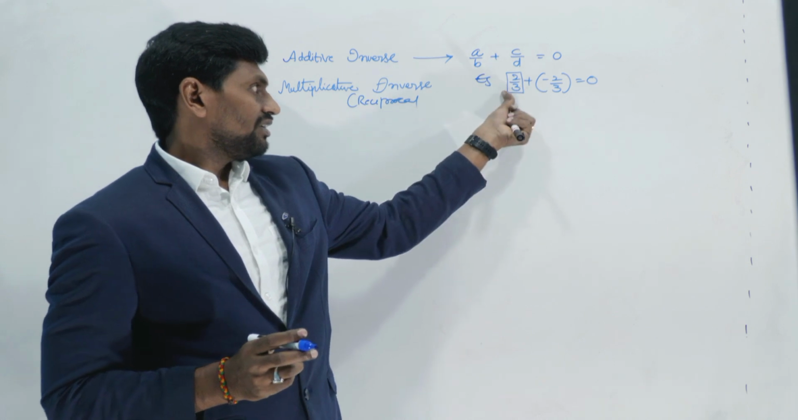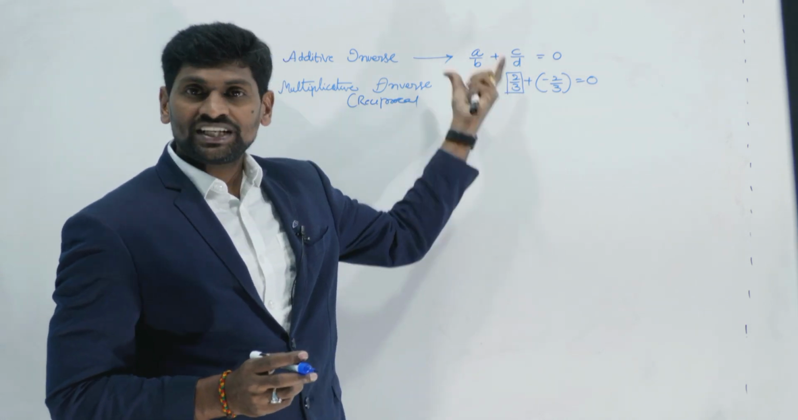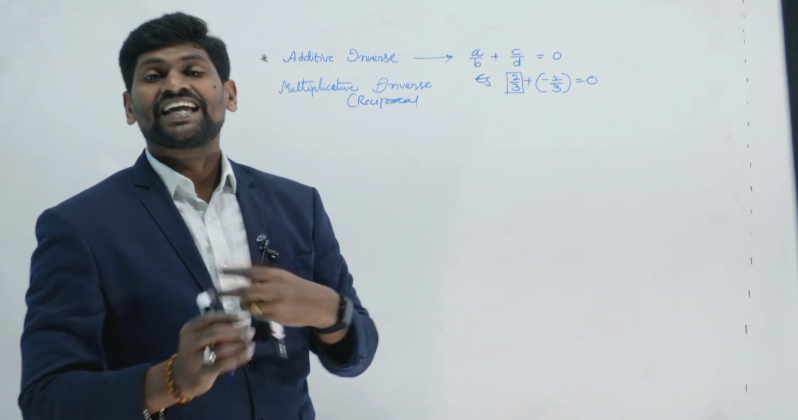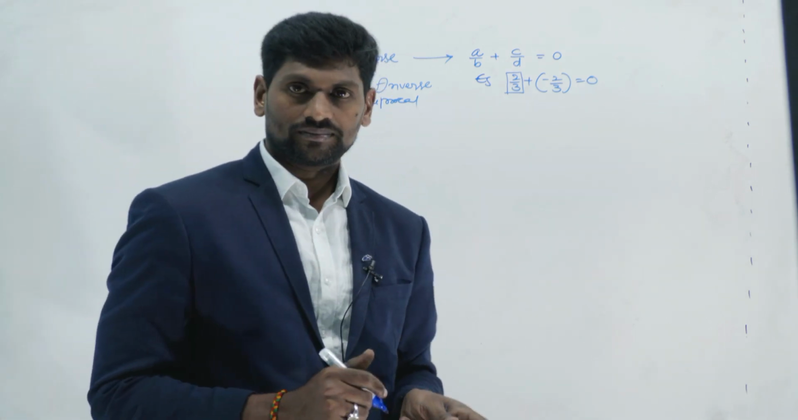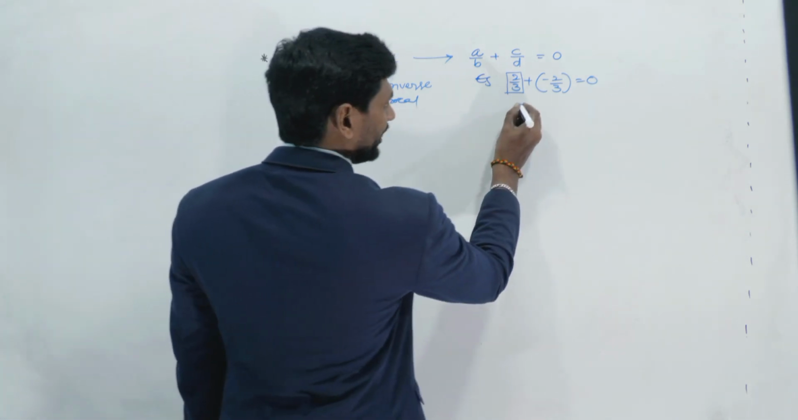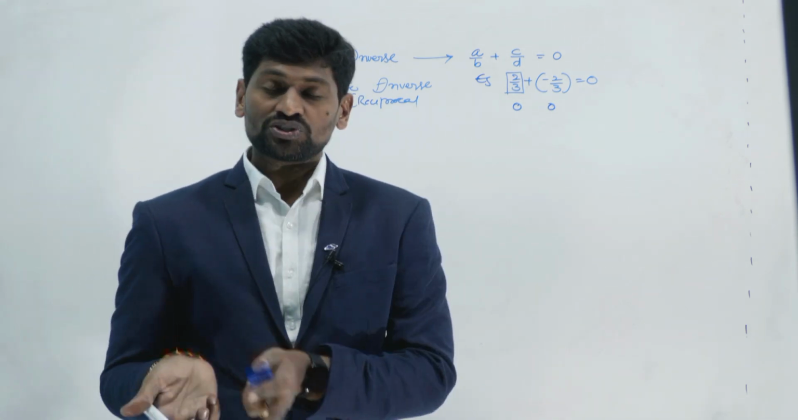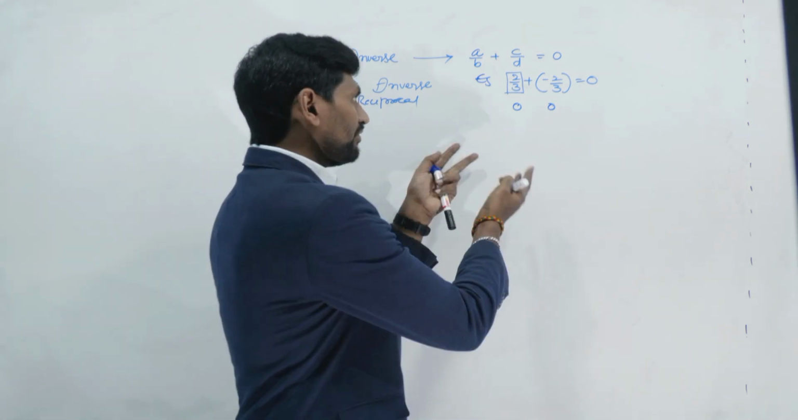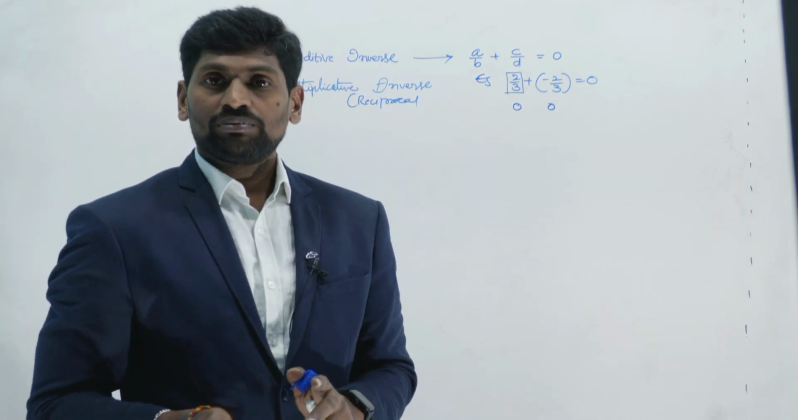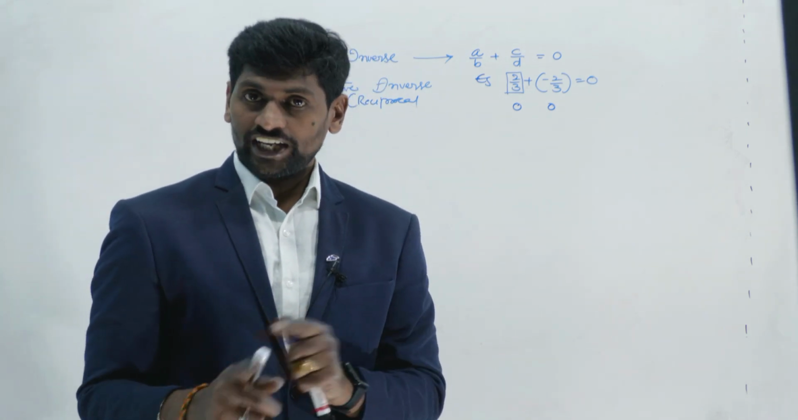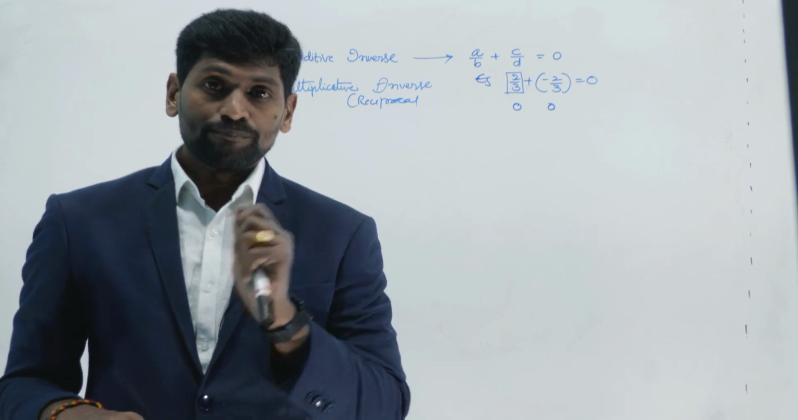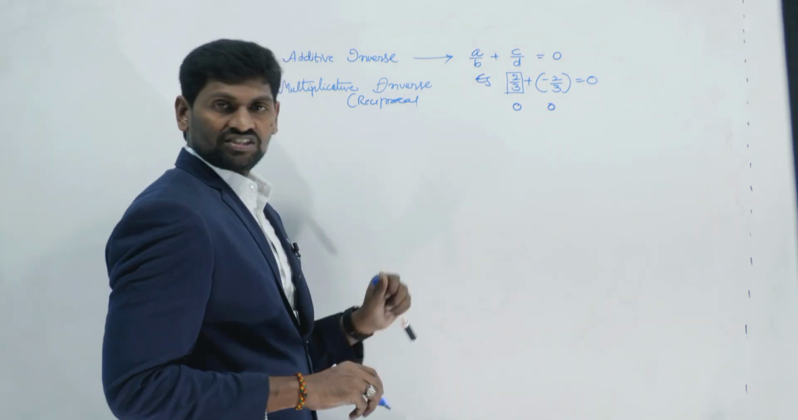So, the additive inverse of 2 by 3 is minus 2 by 3. That means its negative becomes its additive inverse. In the same way, the additive inverse of 0 is 0 itself, not minus 0, because 0 is neither positive nor negative. We cannot say minus 0, because 0 cannot be negative. The additive inverse of 0 is 0 only.